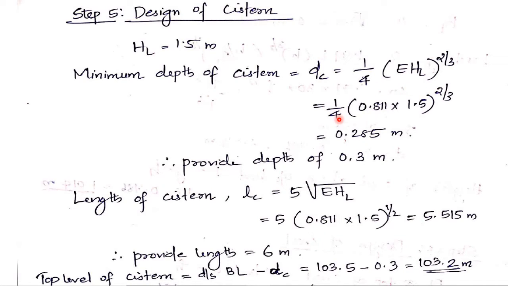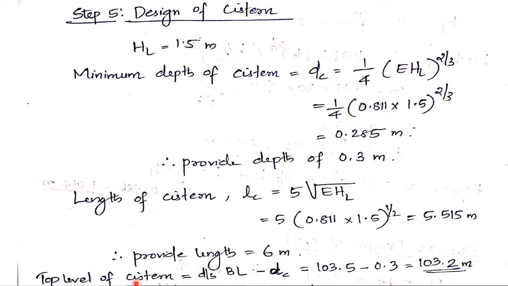Therefore, by substituting 1/4 into E, that is 0.811 we have found out in the previous step, and HL is equal to 1.5, we get DC as 0.285 meters. Just approximate it as 0.3 meters. We will be providing a minimum depth of cistern as 0.3 meters. Next is length of cistern. We have another equation. L is equal to 5 into root of E into HL. By substituting, you get LC as 5.515 meters. So you will be providing, just approximate or round it off to 6 meters.